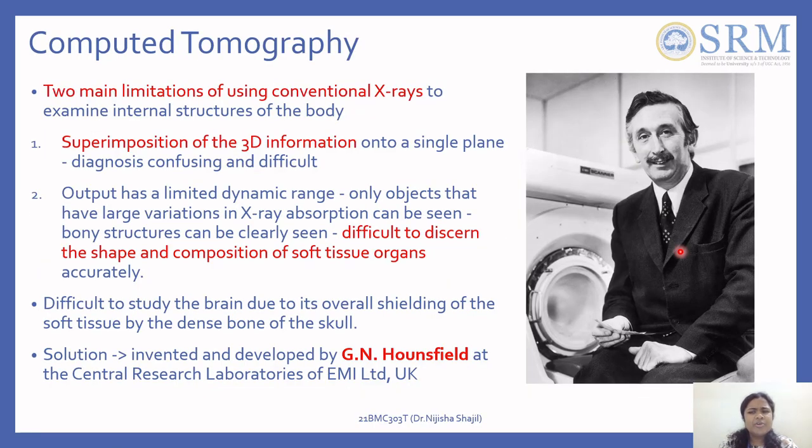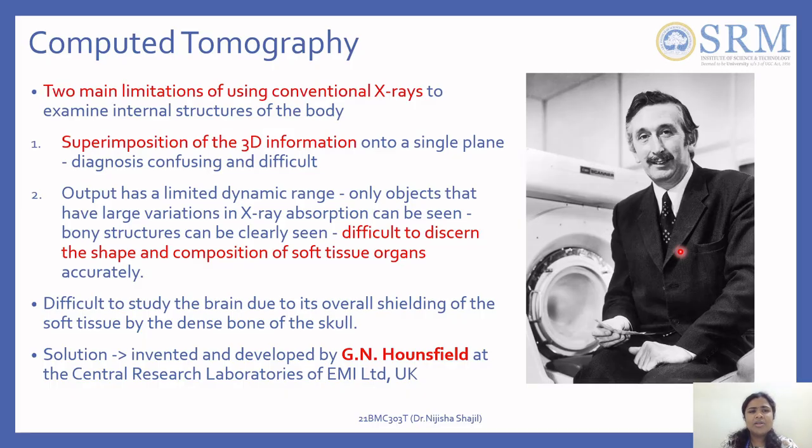So what do you mean by computer tomography? Before that, we need to understand what the limitations of X-rays are. In X-rays, we are sending X-rays from the top and taking the images at the bottom. It passes through different layers of tissue, and if something is obstructing the X-rays, you get to see that in the output. Whatever regions it is crossing get superimposed. The 3D information is getting superimposed into a single plane. So diagnosis becomes confusing and difficult.